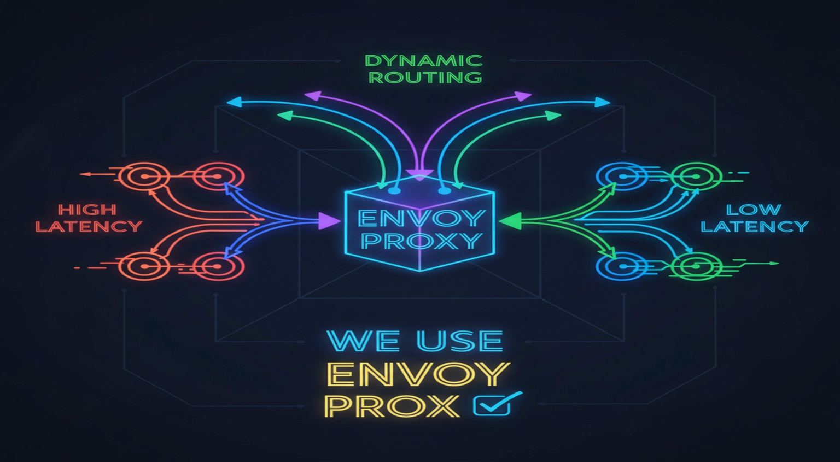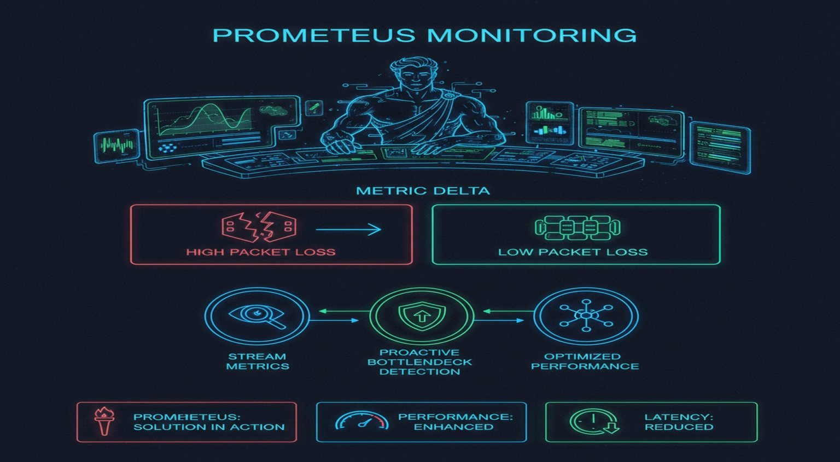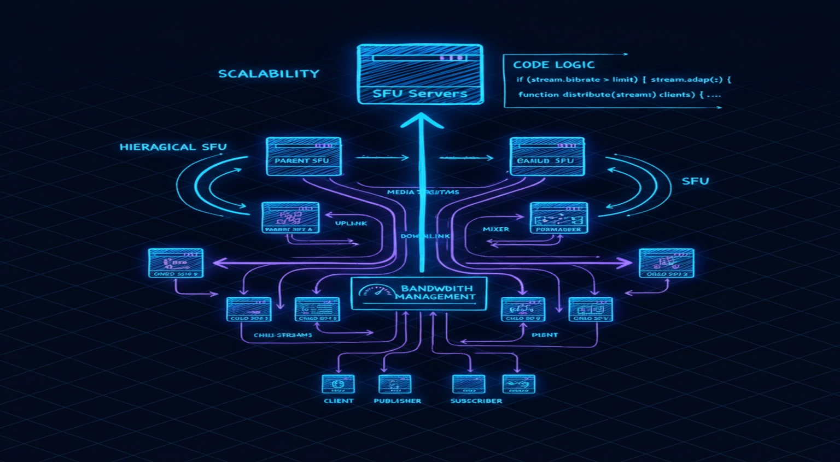To manage this complexity, we use Envoy Proxy, which we configured earlier, to route media streams based on network conditions and client capabilities. Envoy dynamically adjusts stream selection, optimizing for bandwidth and minimizing latency. To monitor the performance of our video conferencing system, we use Prometheus to track key metrics like stream latency, packet loss, and jitter buffer utilization.